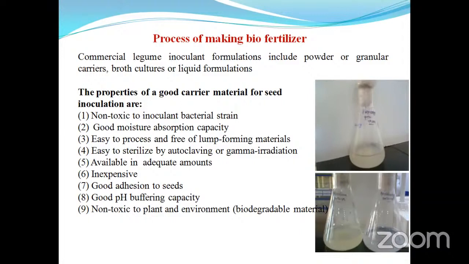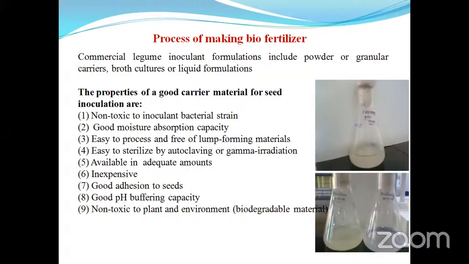We will discuss that also. Then the third thing is that it should be easy to process and free of lump-forming material, because whenever natural carrier materials are used, they should be processed, since you cannot use lumps. You have to grind it to make a fine powder, and only then its moisture absorption capacity will be increased, and your powder will be free flowing for seed treatment. It will be very easy to mix with water or jaggery to make the seed inoculation uniform. If lumps are there, it will not be user friendly, and the efficiency will be affected.